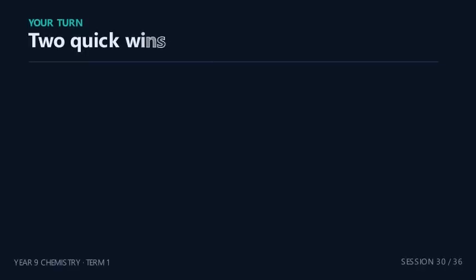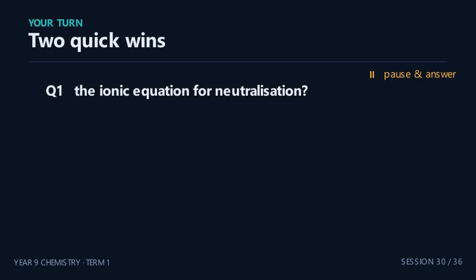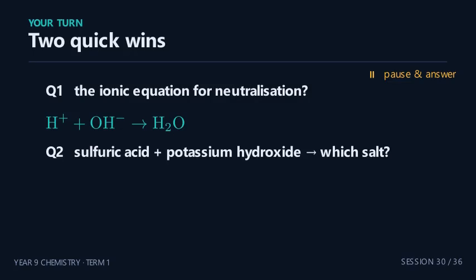Let's practice together. What's the ionic equation for neutralization? Pause and answer. H+ + OH- gives H2O. That one's worth memorizing. Now, what salt forms from sulfuric acid and potassium hydroxide? Potassium from the alkali and sulfate from the acid gives potassium sulfate. If you got both, you've truly understood neutralization.